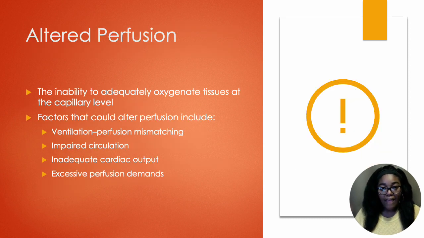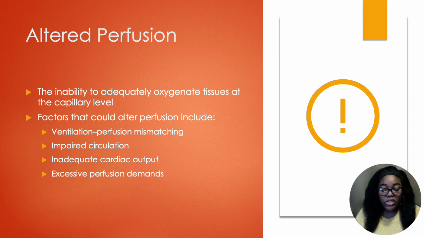So again, we have the concept of what alterations are, and that is what's wrong with the body. When we have altered perfusion, chances are there's an issue with ventilation as well. Or it could simply be at the perfusion point. Maybe we are being ventilated well, but it's just not making it to the organs. So that could be ventilation perfusion mismatching.